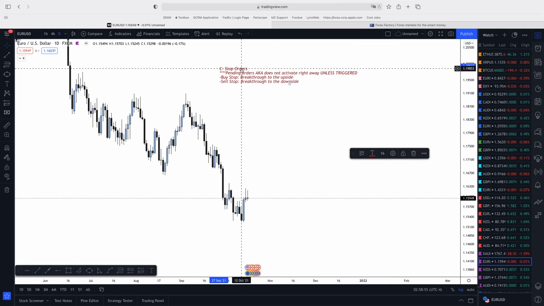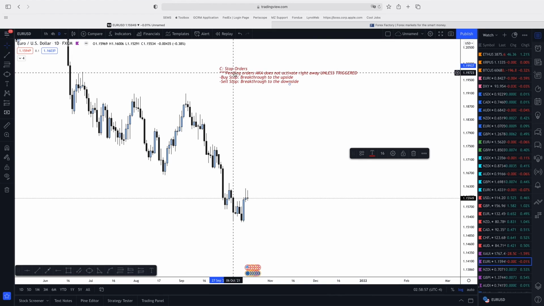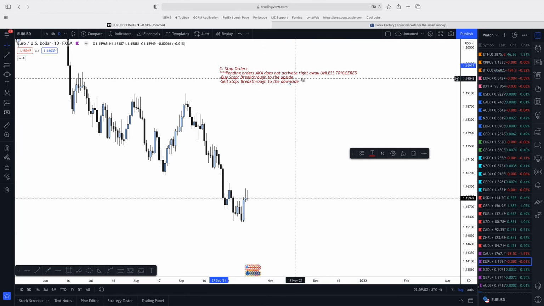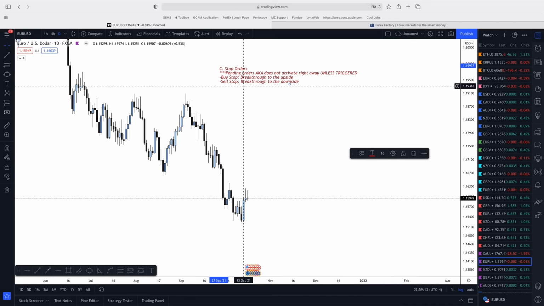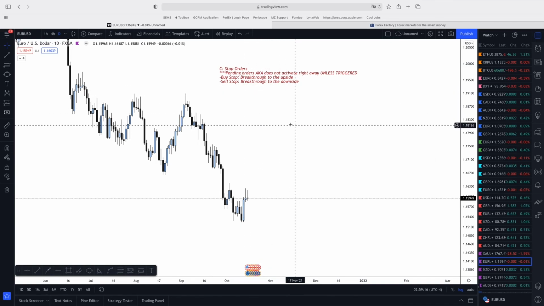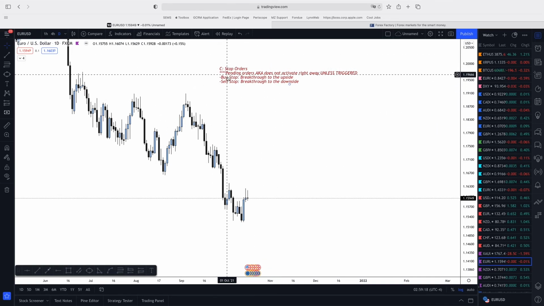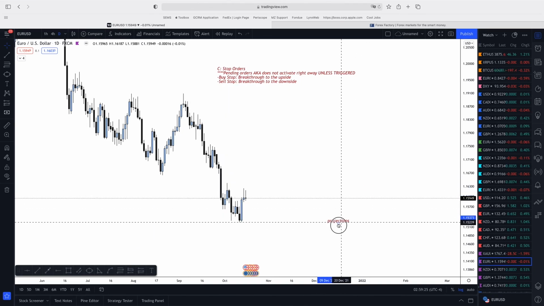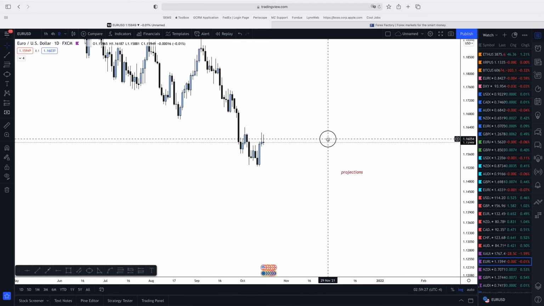So stop orders, guys, they're also pending orders, aka they do not activate right away unless triggered. Now, a buy stop is not a rebound. A buy stop is a breakthrough to the upside, and a sell stop is a breakthrough to the downside. So these are other forms of projections. Guys, let's go with sell stop first.